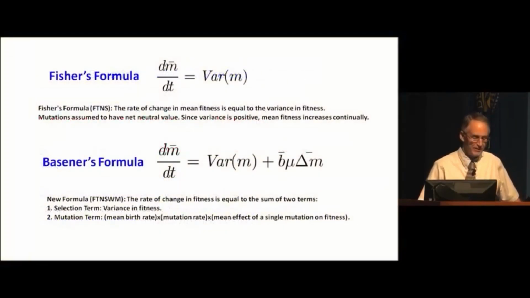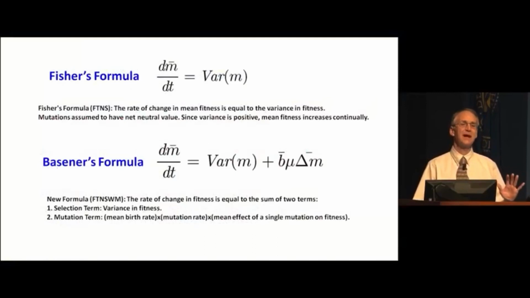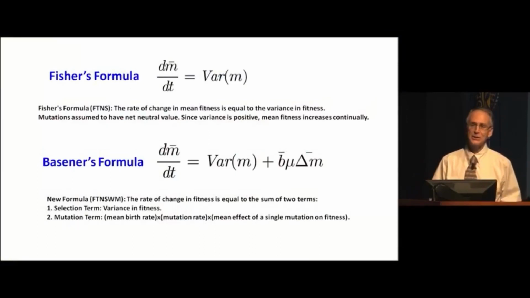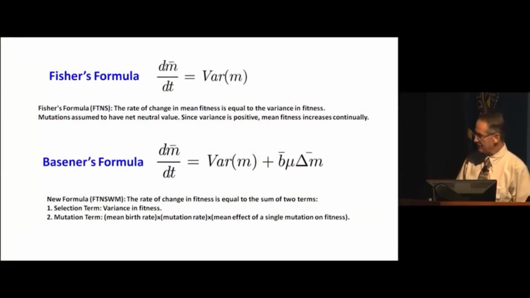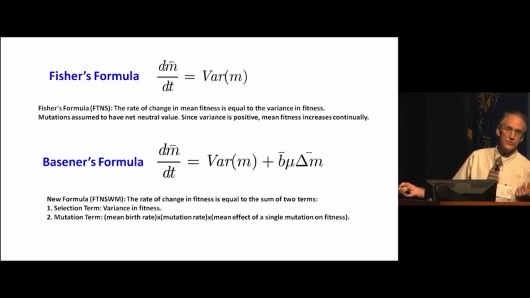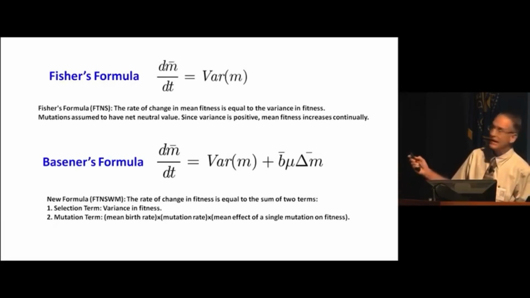So Fisher's formula, I'm not a mathematician, and I'm not going to talk much about math, but basically Fisher's formula was very simple. He said that the increase in fitness over time was due to only one thing, and that was the amount of genetic variability in the population. And so he doesn't have a factor of mutations because, as we said, he looked at mutations as canceling each other out, and so the mutational effects don't matter.